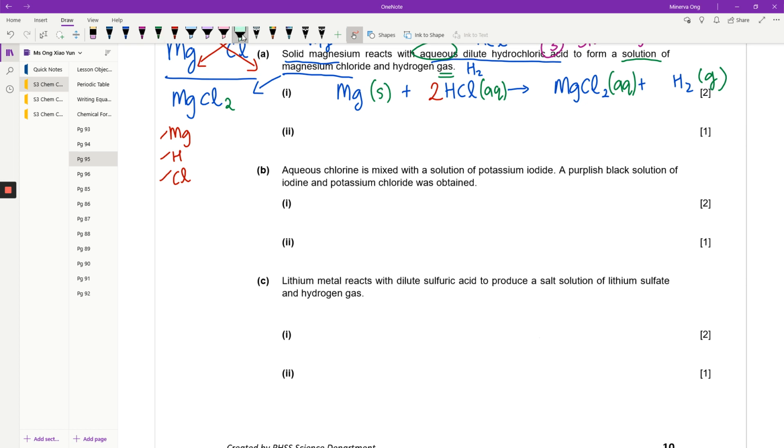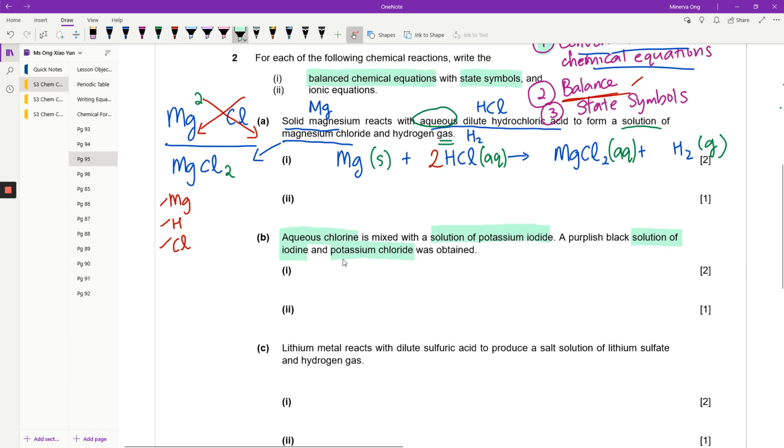Okay, so same thing, identify all the substances. I have here aqueous chlorine is mixed with a solution of potassium iodide. Color not important here. A solution of iodine is formed. Obtain means form. Potassium chloride is formed. So the products are potassium chloride and iodine. The reactants are chlorine and potassium iodide.